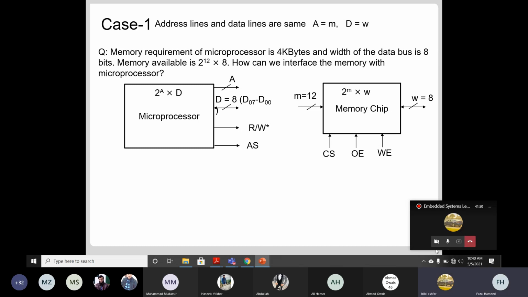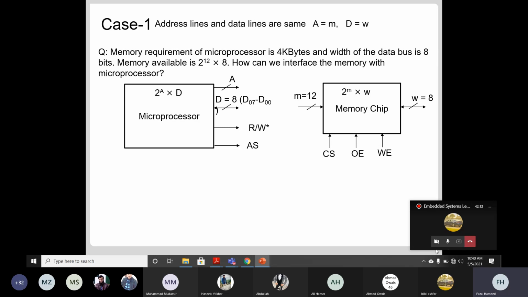सर, प्रोसेसर और मेमोरी की जो डाटा लाइंस है और एड्रेस लाइंस है वो सेम है. Yes, very good. So it means the address lines are same when A is equal to M. And when D is equal to W, what does it imply? डाटा लाइन सेम है. Data lines are same. ठीक है. अब हम एक क्वेश्चन करेंगे. We will solve a problem.